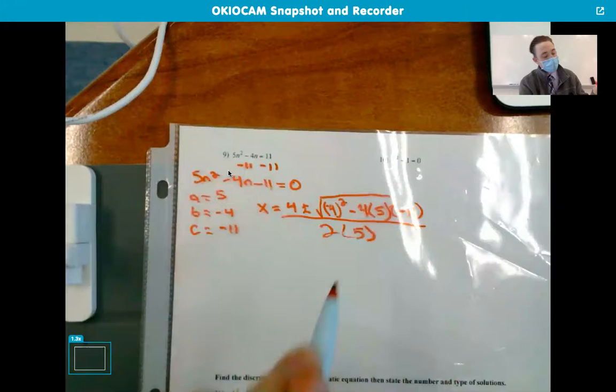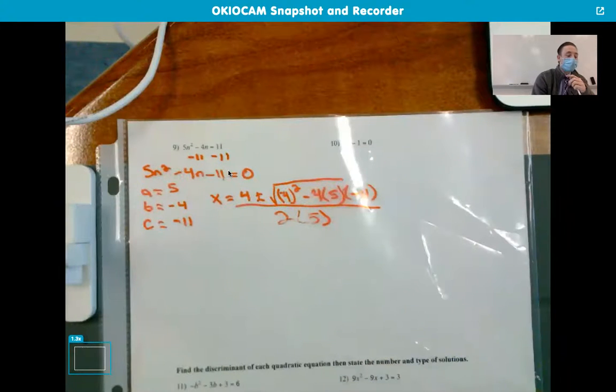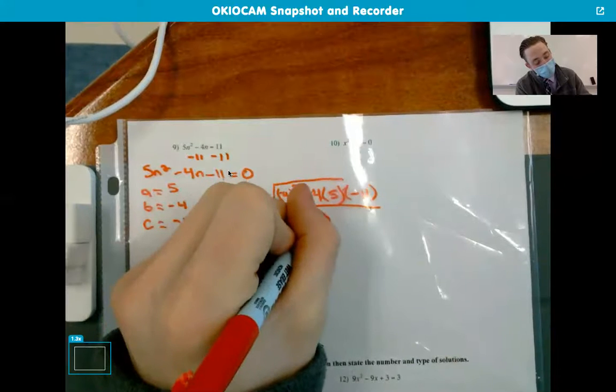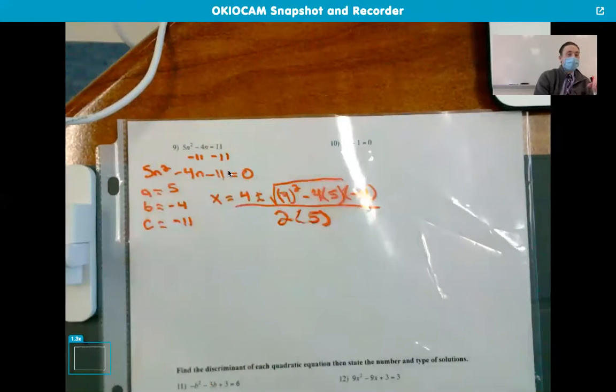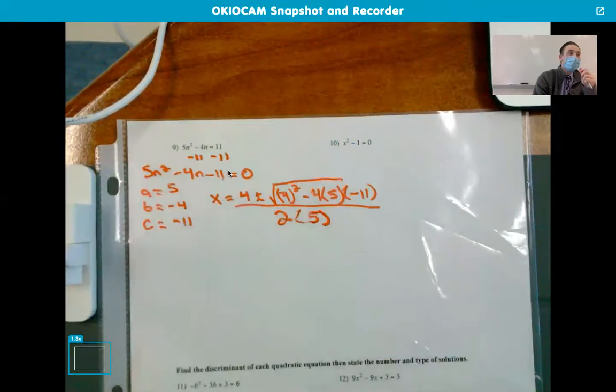Awesome. So x equals 4 plus or minus the square root of -4 squared minus 4 times 5 times -11. Does anybody have any questions about how we got to that and the values that we plugged in? Everybody's good? Okay.